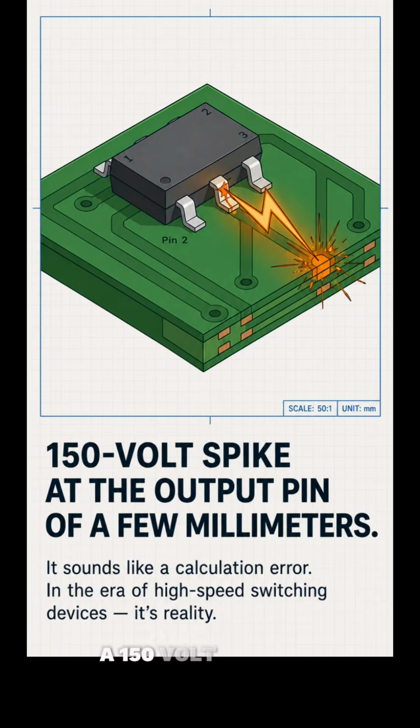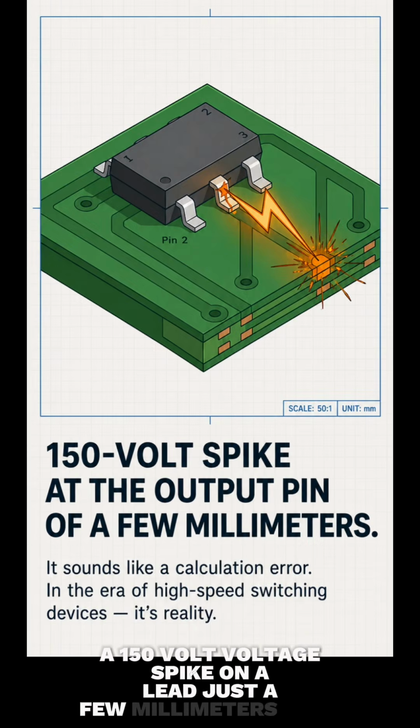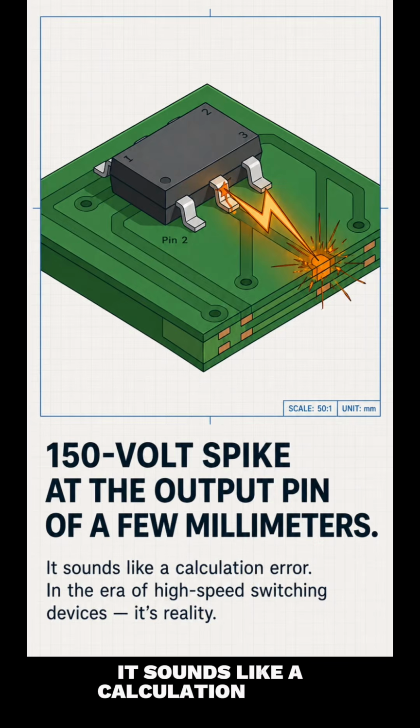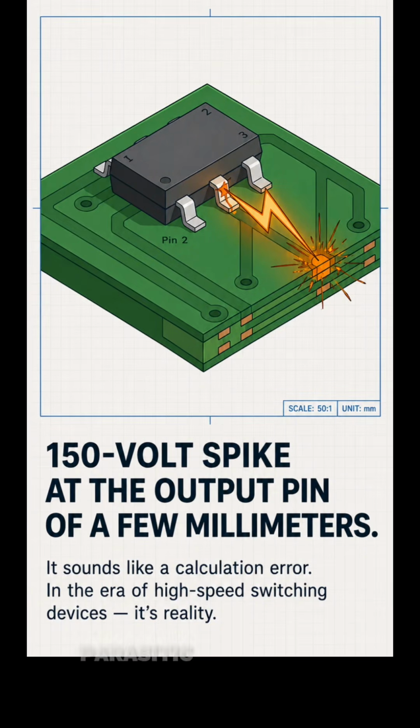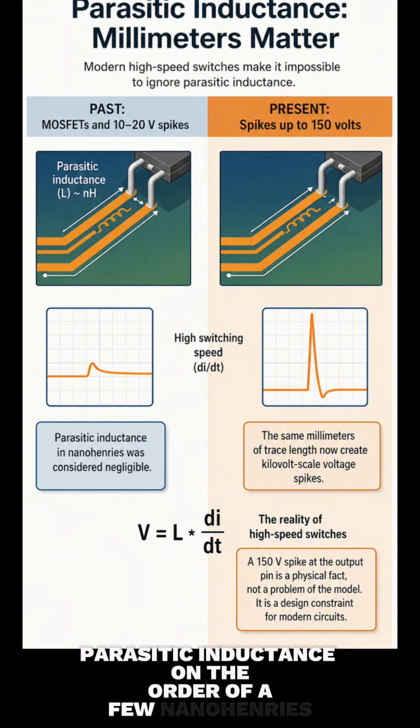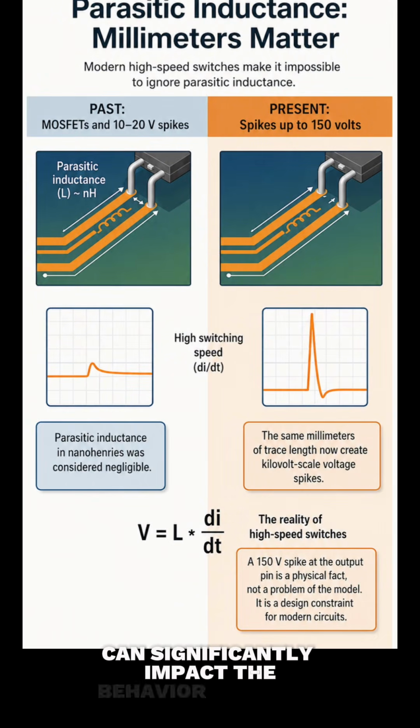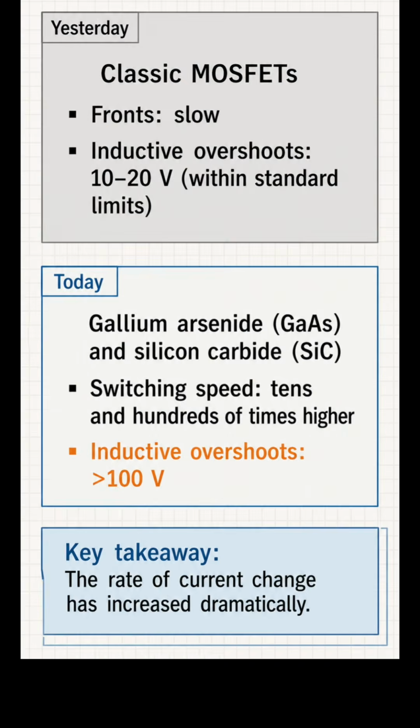A 150 volt voltage spike on a lead just a few millimeters long. It sounds like a calculation error, but this is a real phenomenon in modern high-speed switching circuits. Parasitic inductance on the order of a few nanohenries can significantly impact the behavior of power switching devices. In the past, it was largely neglected.